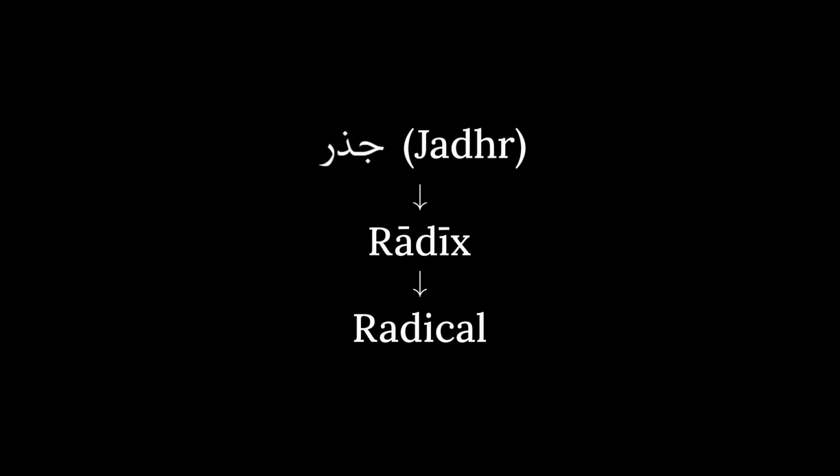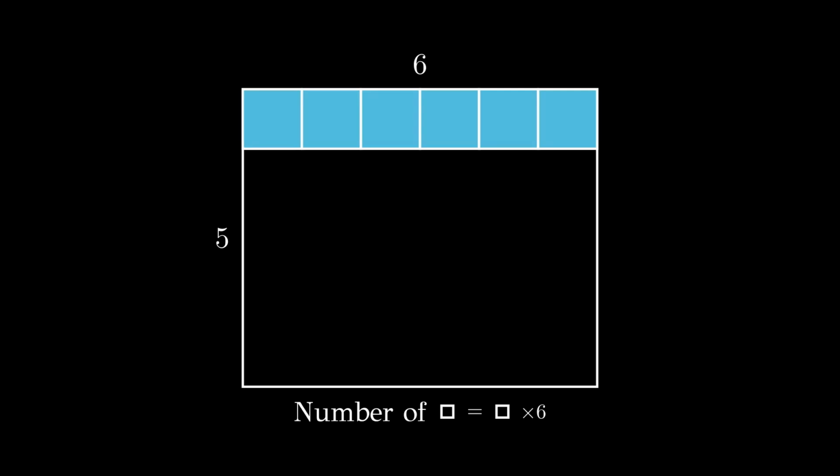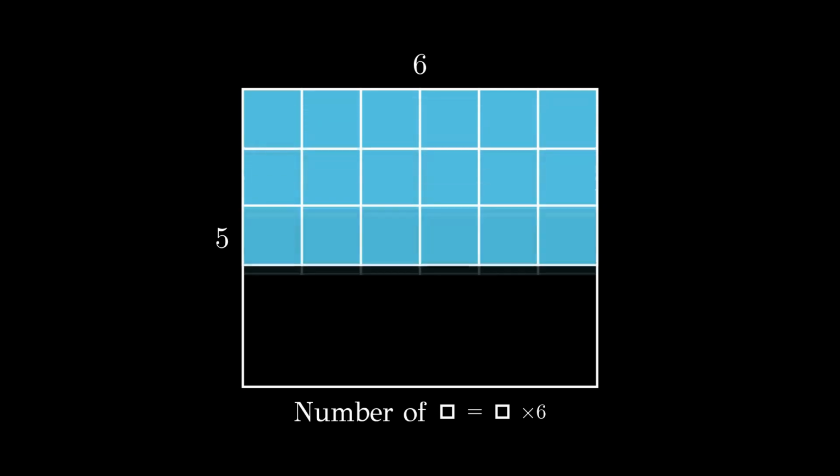Jadhr can mean root of a plant, but the mathematicians there used it in its other meaning of basis or foundation. Jadhr used to mean one unit of area used as the foundation to find the area of any rectangle. To calculate the entire area of a rectangle, you would count how many of these units you can fit into this rectangle. To find that, you would multiply a jadhr by one side length, then multiply that by the other side length.